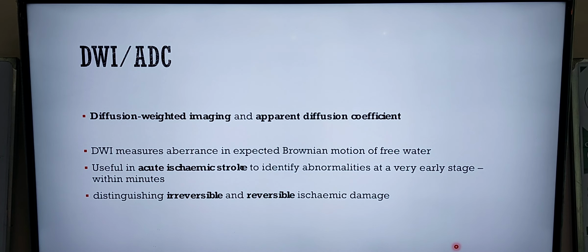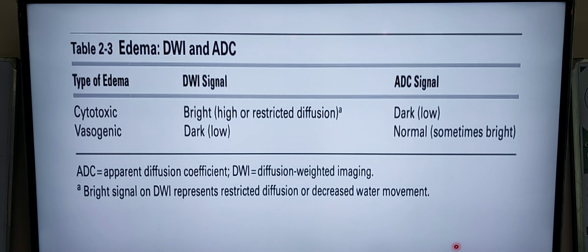What is diffusion weighted imaging and apparent diffusion coefficient? Diffusion weighted imaging measures aberrance in expected Brownian motion of the free water. So the main application is in ischemic stroke and detecting whether the stroke is irreversible ischemia or reversible ischemia. If there is an obstruction, then it is irreversible ischemia. The diffusion weighted imaging signal is bright and the ADC signal is dark in case of cytotoxic injury.